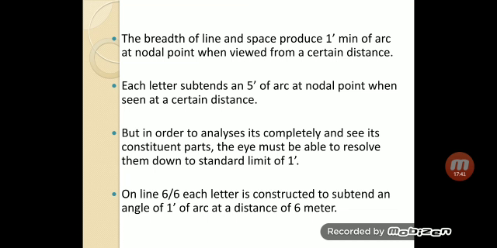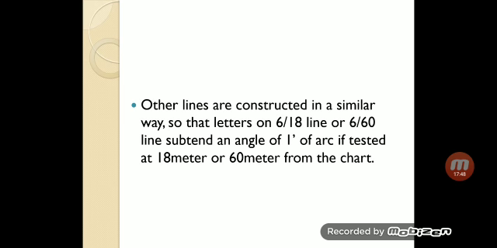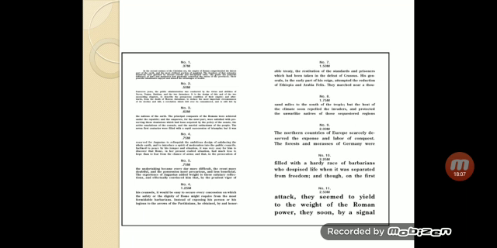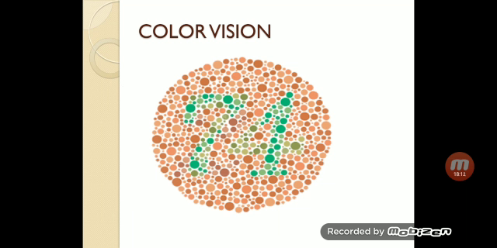So on line 6 by 6, each letter is constructed to subtend an angle of 1 minute of arc at a distance of 6 meter. Other lines are constructed in a similar way so that the letters on 6 by 18 line or 6 by 60 line subtend an angle of 1 minute of arc if tested at 18 meter or 60 meter respectively from the chart. This is the Snellen chart which is used for testing the far vision, and this is the Jacobs chart which is used for testing the near vision.